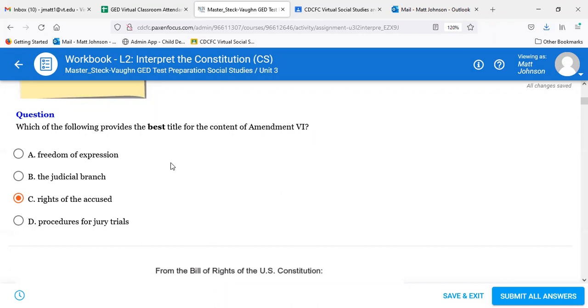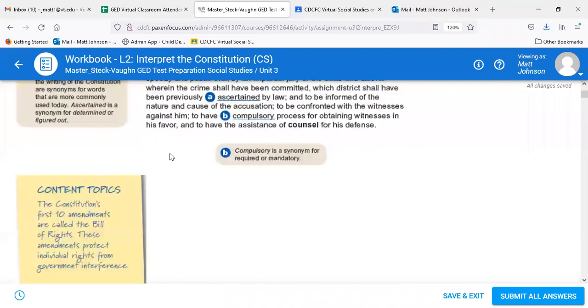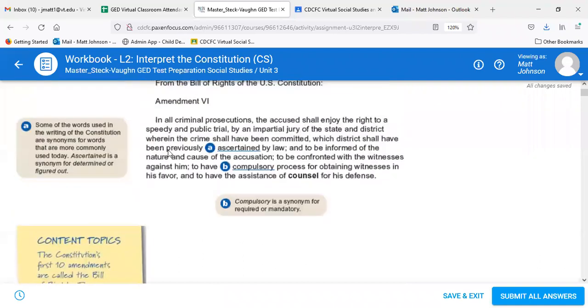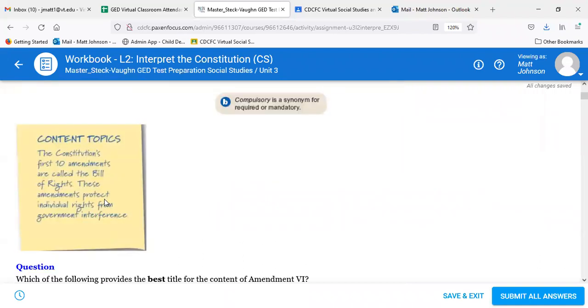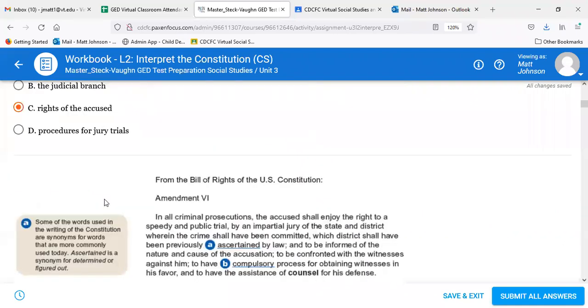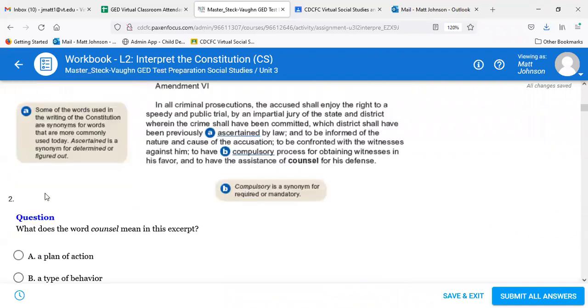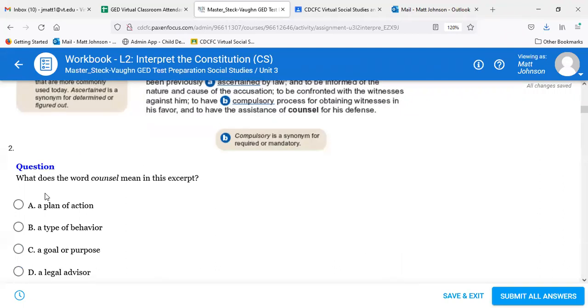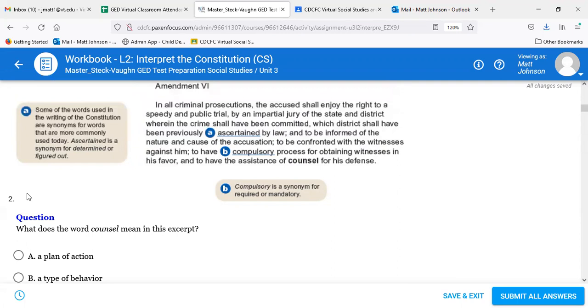You're going to be able to collect evidence in your defense, and you're going to be allowed counsel. You're not going to have to represent yourself. You'll have access to an attorney or a lawyer. So all that is guaranteed under the Bill of Rights. All right. Question 2.